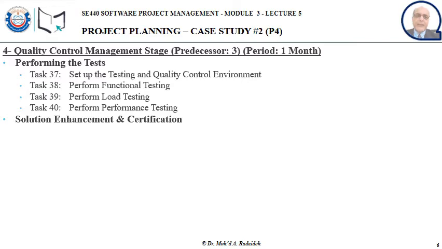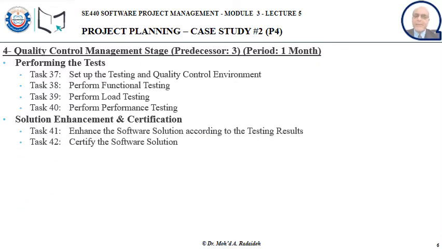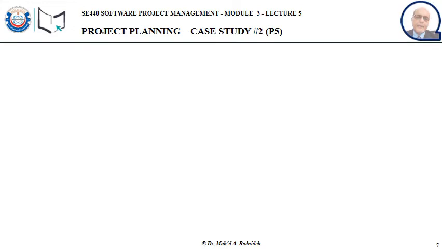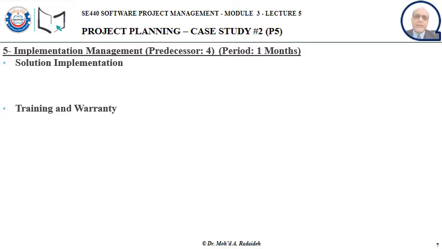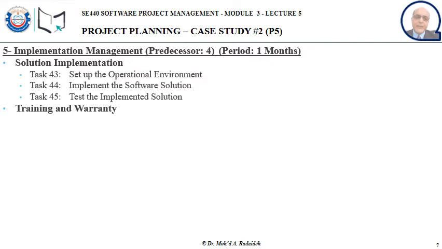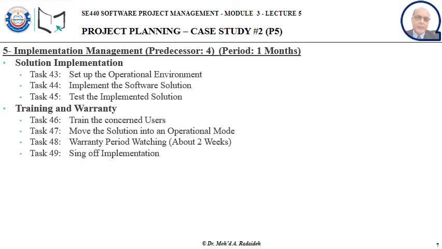It comes in two parts: performing the tests, which is tasks 37 through 40, and the solution enactment and certification, which has two tasks, 41 and 42. Stage 5, the implementation management, it depends on the previous one, on stage 4, and it takes 1 month: solution implementation and the training and the warranty. The implementation has 3 tasks and the warranty has 4 tasks.